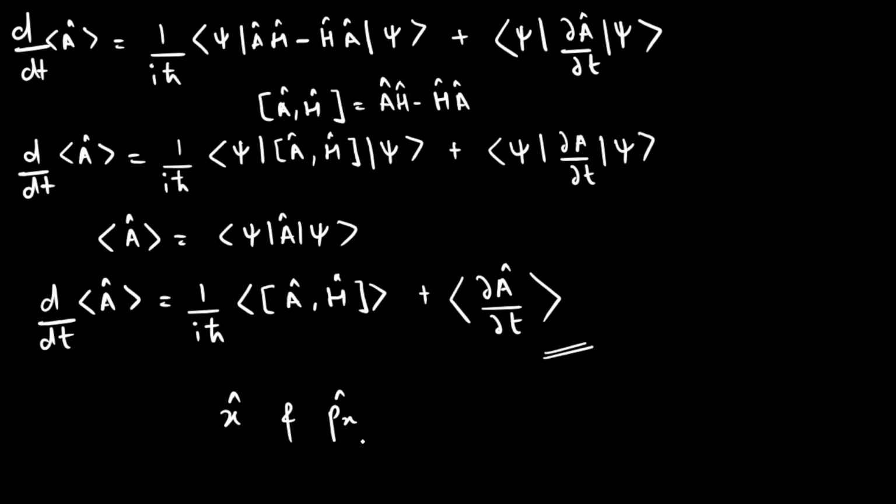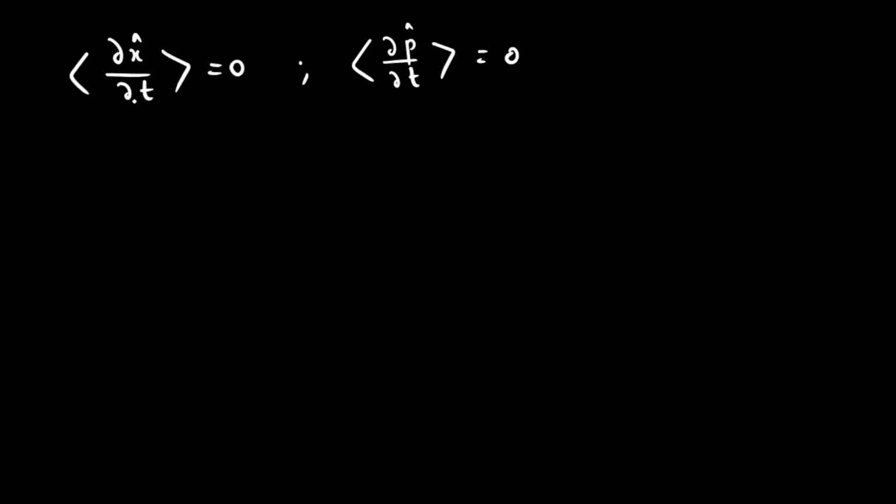So in case of x cap and px cap, these operators do not change with time. Since an operator corresponds to making a measurement, and how we make a measurement of position and momentum does not change with time. Although the result of the measurement may change with time, that is, we can get different results if we measure our system at different times. But the process of measurement, that is the operators, do not depend on time. On this note, we can write the expectation value of the partial derivative of x cap and the expectation value of the partial derivative of px cap equal to 0.